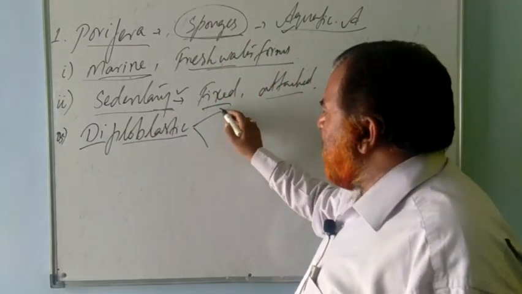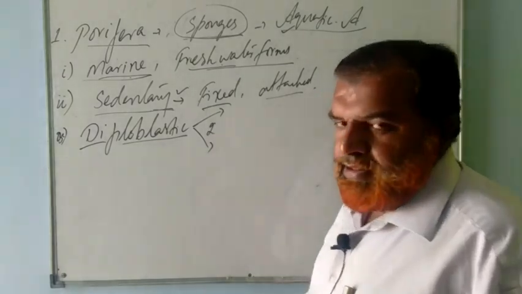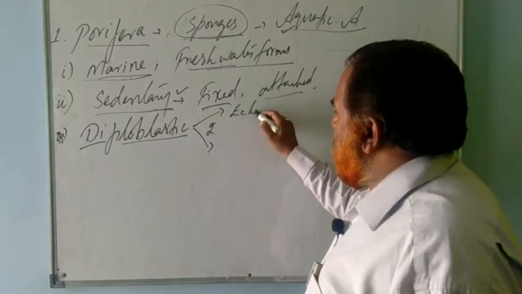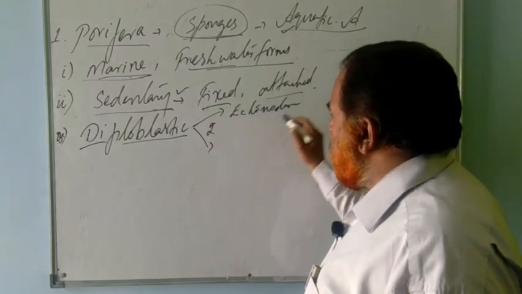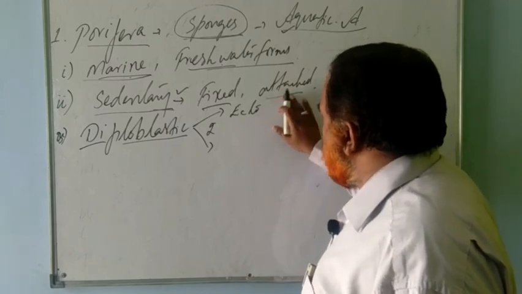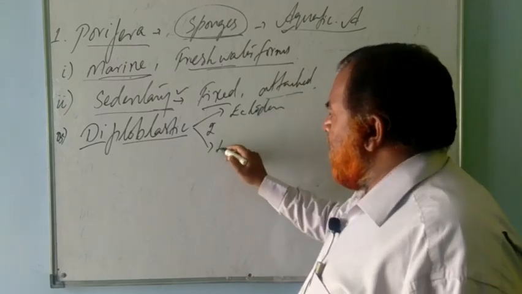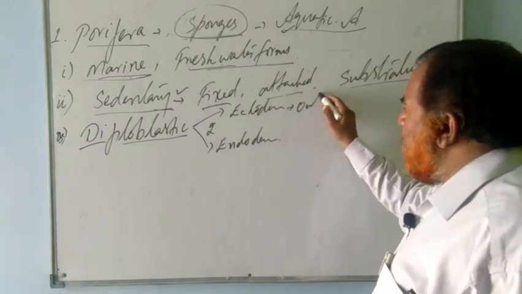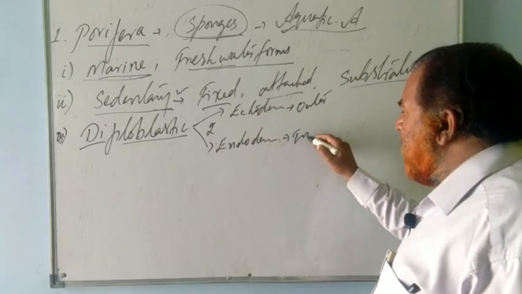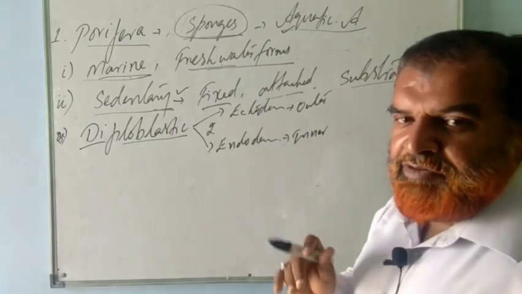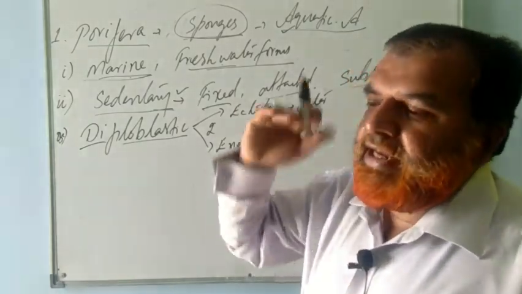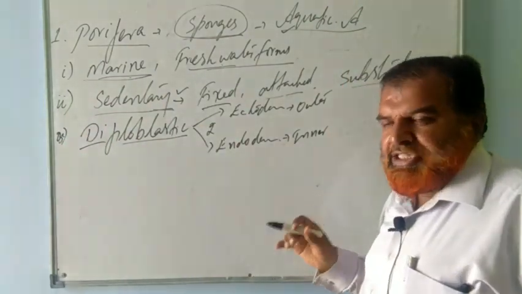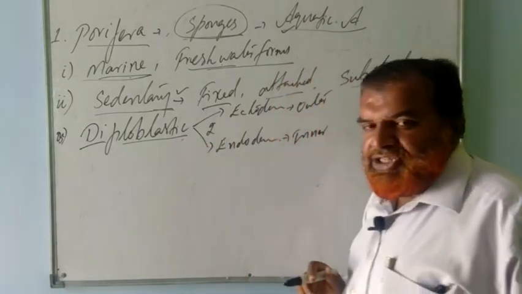Two. Animals, they have two layers. They have two germ layers. One is known as ectoderm, the other endoderm. Ecto outer, endo inner. Derm which is present inside, outer ecto which is covering. Right? Two layers, two germ layers. Hence these animals are called diploblastic animals.